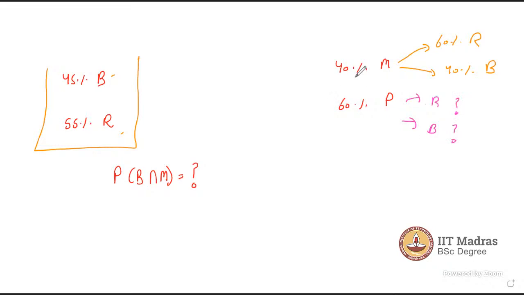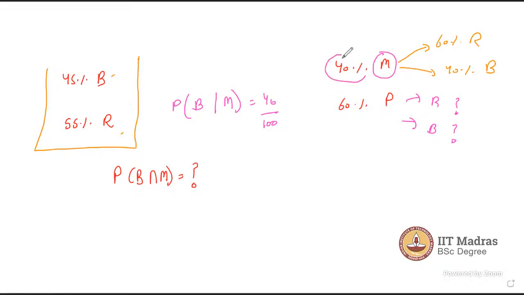So you see, out of 40% of metallic, 60 are red and 40 are blue. So if I am given that the ball is metallic, then the probability of it being blue is 40%, right? Given that the ball is of metal, the probability of it being blue is just 40 by 100, 0.4.